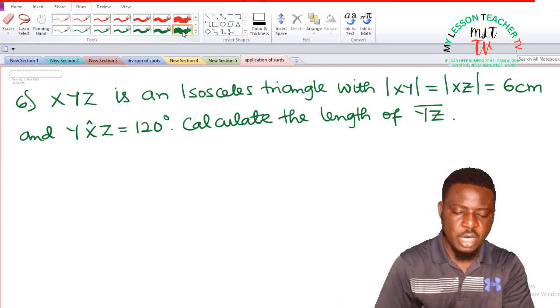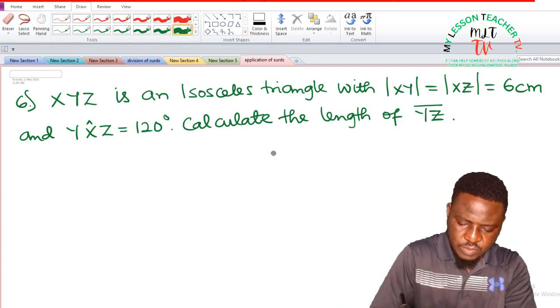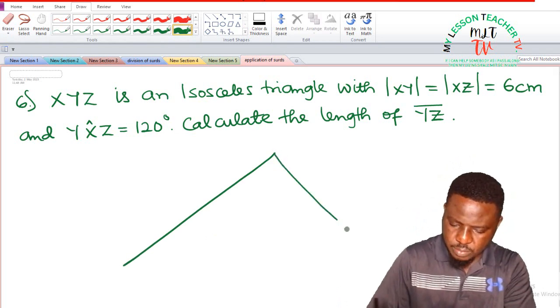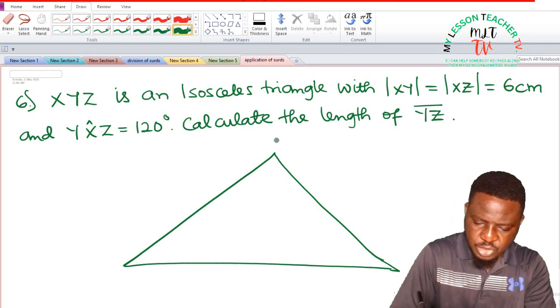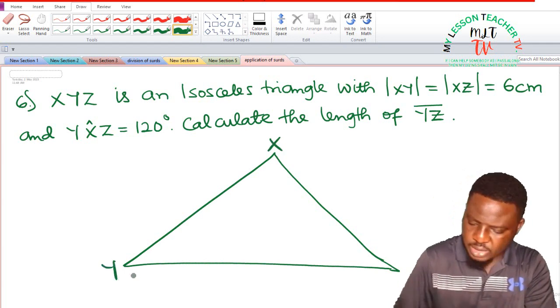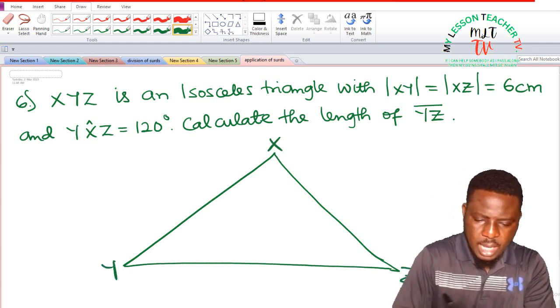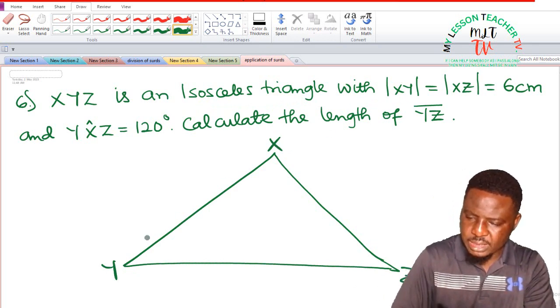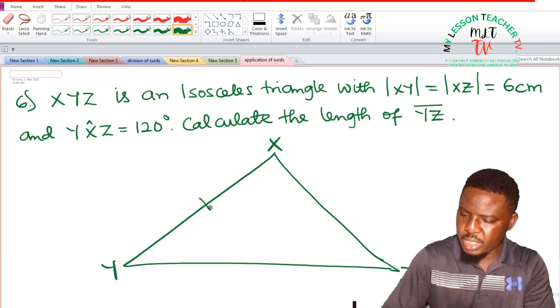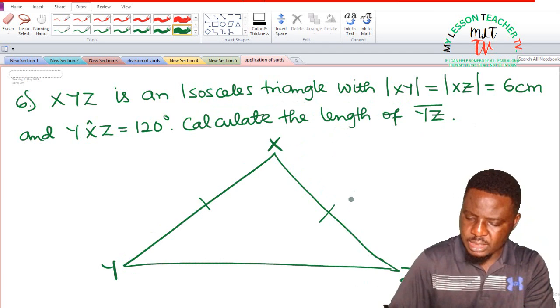Now all you need to do is to sketch the triangle XYZ. So if this is triangle XYZ, let this be my triangle XYZ. And I'm told that XYZ is an isosceles triangle with side XY being equal to side XZ, and is said to be equal to 6 centimeters.